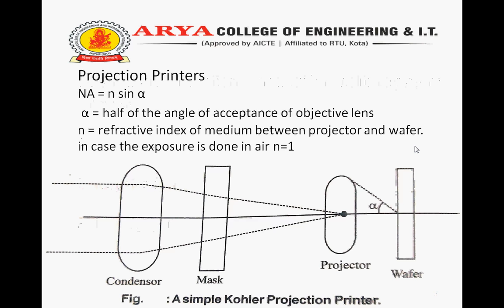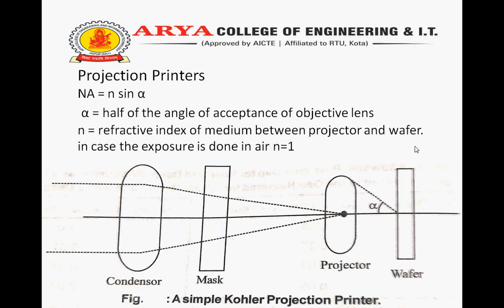Projection printer. Projection printers were developed to obtain the high resolution of contact printing without the defects. A simple coherent projection printer is shown in the figure. The mask is held between condenser and projector. The purpose of the projector is to refocus the light onto the buffer.